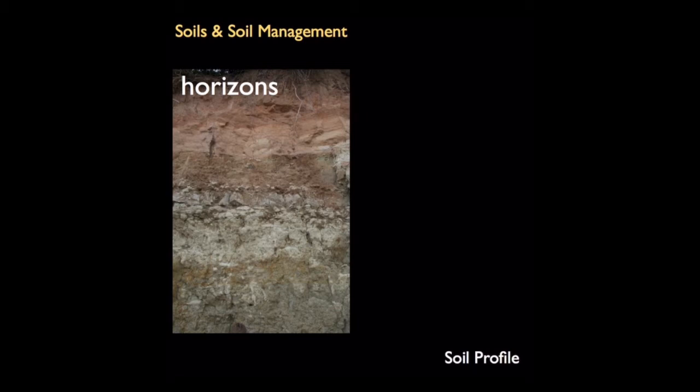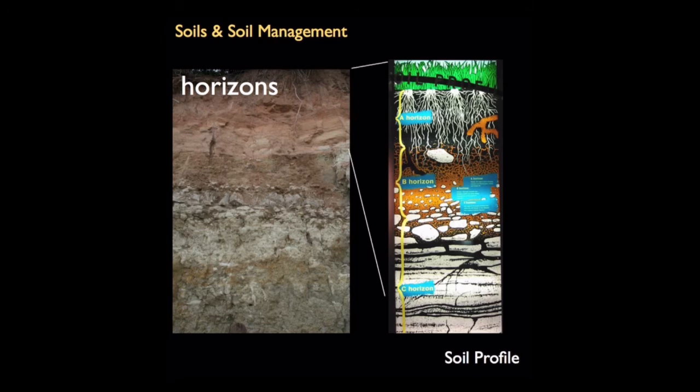Now, the horizons are typically labeled by capital letters. Most soils have three major horizons: the surface horizon A, the subsoil B, and the substratum C. Underneath these layers is the parent rock. And let's look in more detail at some of these horizons and a few other types as well.